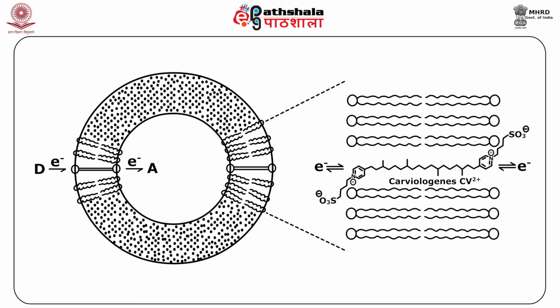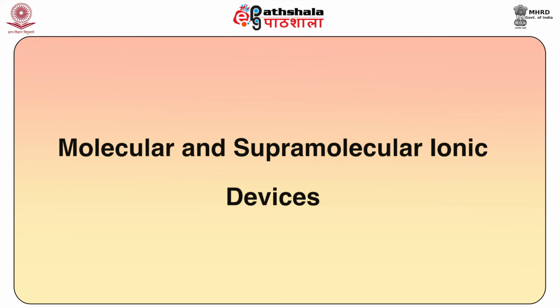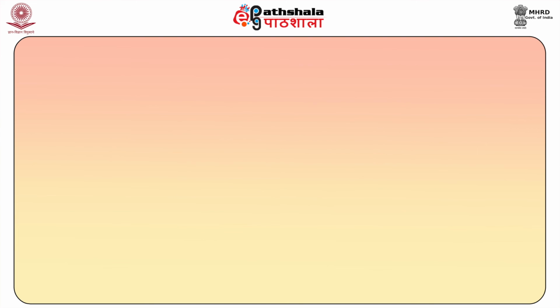Here is a schematic representation of a transmembrane electron transfer from a reducing agent such as sodium dithionite to an oxidizing agent such as potassium ferricyanide by a zwitterionic caroviologen incorporated in the bilayer membrane of a phospholipid vesicle. Let us now discuss the molecular and supramolecular ionic devices.